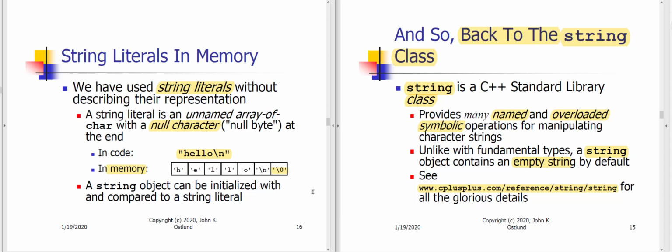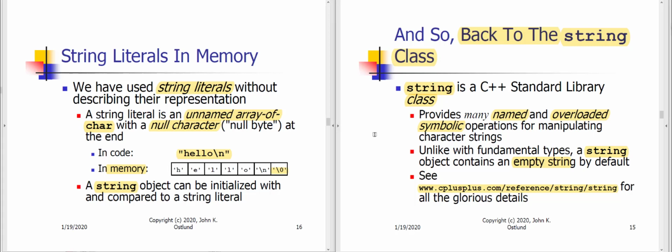Now the null character, recall, is the character whose value is 0, and it's usually represented in code with the notation single quote \0 single quote. So when I write this string literal, hello new line, in double quotes, in memory that's actually stored as an unnamed array of 7 char values, which if I represented them individually in my C++ code would be single quote h single quote, single quote e single quote, and so forth. Now, a string object can be initialized with one of these string literals.